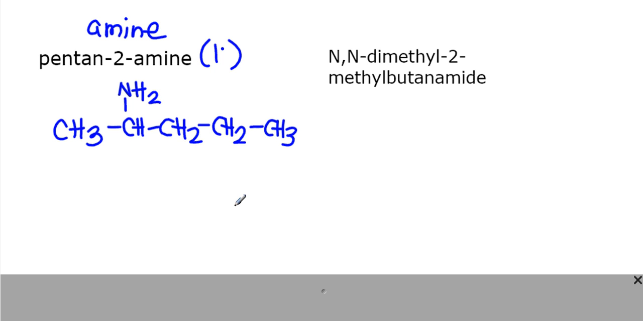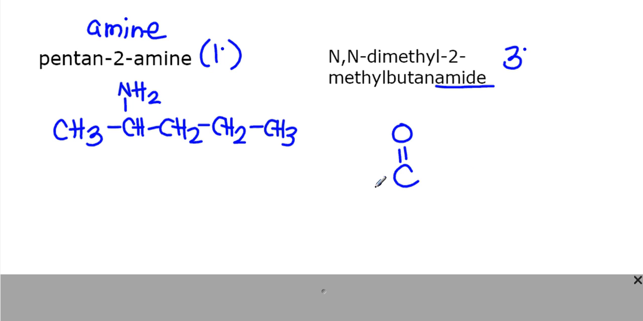Last one, I look at the name: N,N-dimethyl-2-methylbutanamide. Lots going on here. So first thing I see, I've got amide, and I see two N's in here. That's going to tell me right away I've got a tertiary amide. So when I draw this one, just like an ester, I like to draw the group first. So carbon double bonded to oxygen, and then I've got a nitrogen.